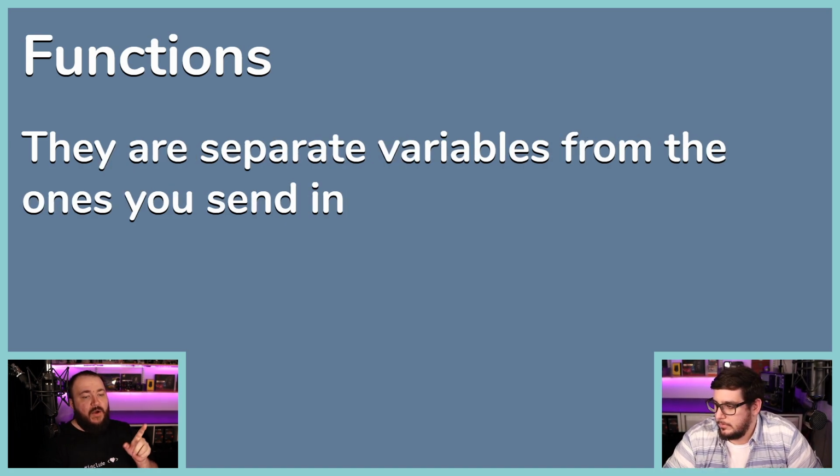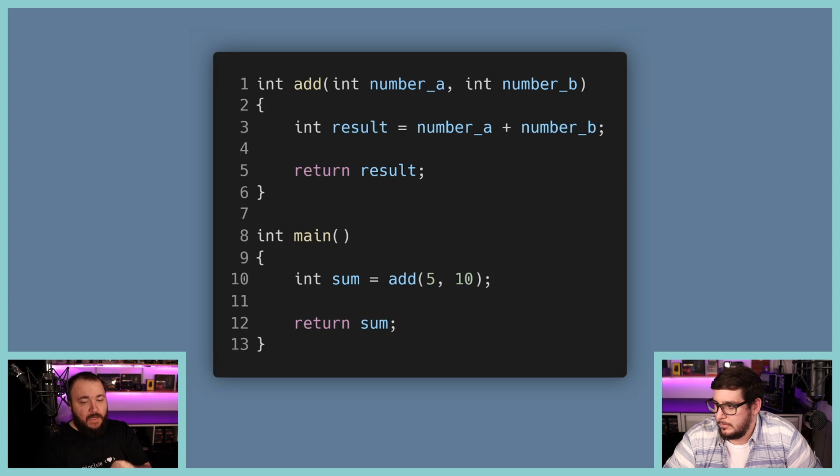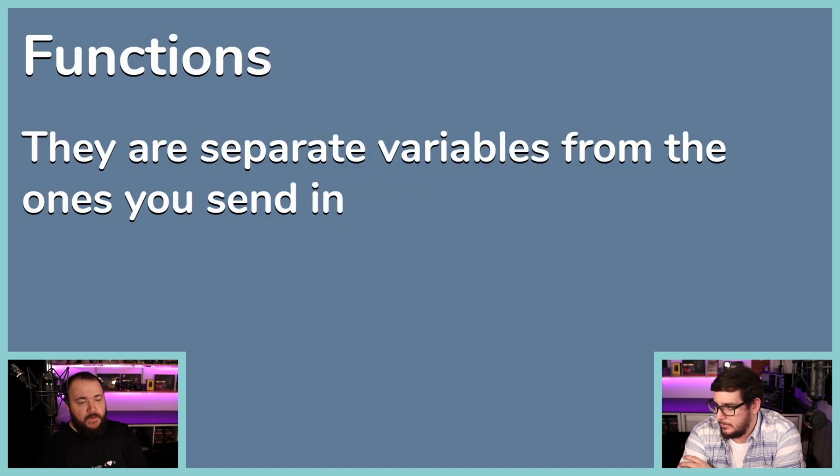And they are separate variables from the ones you send in. So I sent in 5 and 10. If I would have sent in a variable instead of 5 and 10, if I would have sent in Batman or whatever. We should send in Batman. Batman is one variable, and it's not the same variable as the one in the function, even though they might have the same name and even though they might have the same value. They just have a copy of the value. You're basically copying the values. So they are separate from the ones you sent in.